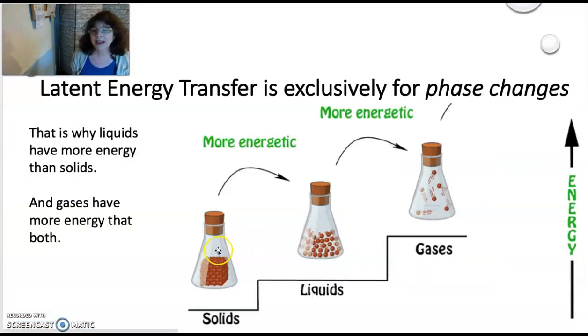And you can look at it in this way, that solids have energy, but liquids have more. They bounce around quite a bit more. They flow. And gases have the most energy. They bounce all over the place.